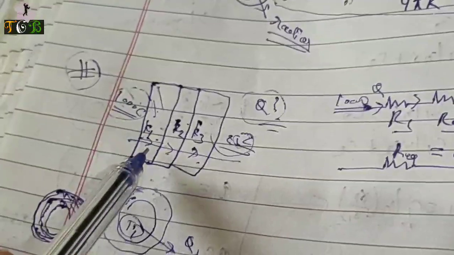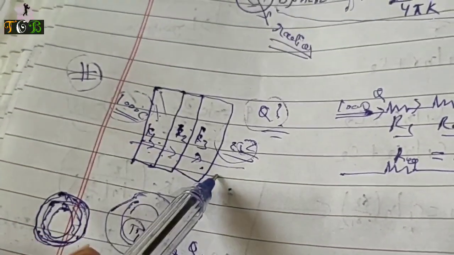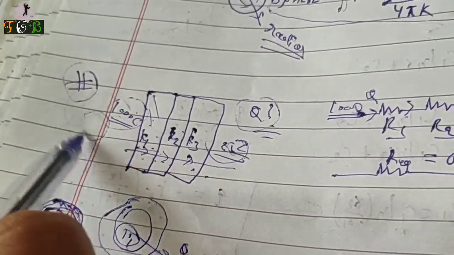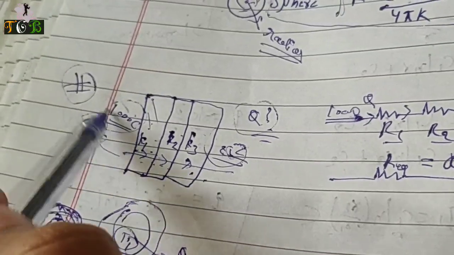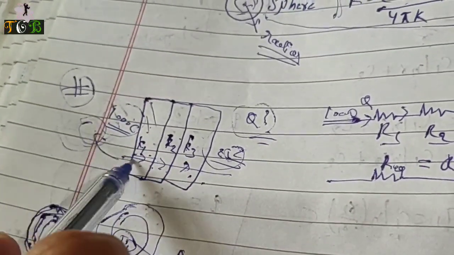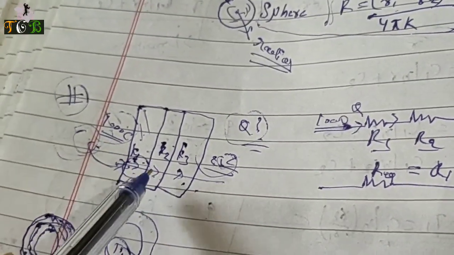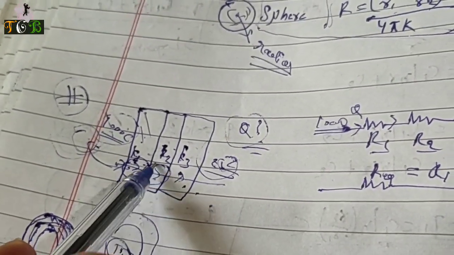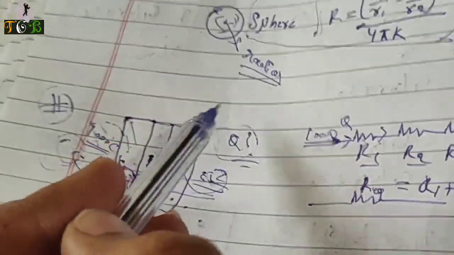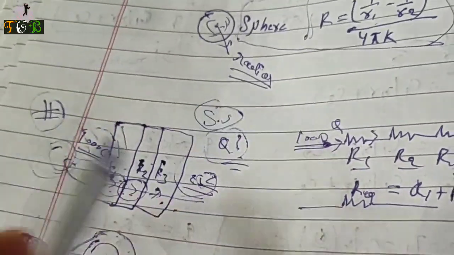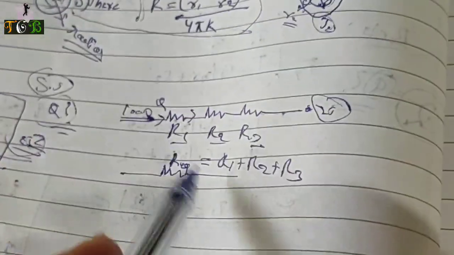That's also an important concept: the heat transfer rate is going to be equal. The heat transfer rate from the air to the wall is equal to the heat transfer rate through the first wall, equal to the heat transfer rate through the second wall, and so on, because we are talking about steady state, and in steady state the heat transfer rate is equal. So that's what you have to do.